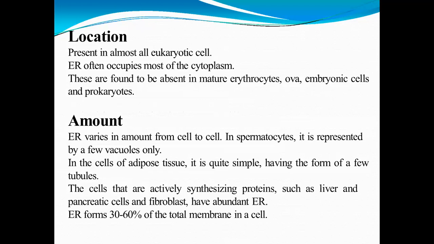The amount of endoplasmic reticulum varies in different types of cells. In spermatocytes, it is represented by only a few vacuoles. In the cells of adipose tissue, it is quite simple, having the form of a few tubules. Cells that are actively synthesizing proteins, including liver and pancreatic cells and fibroblasts, have a large amount of endoplasmic reticulum. It forms almost 30 to 60% of the total membrane of the cell.